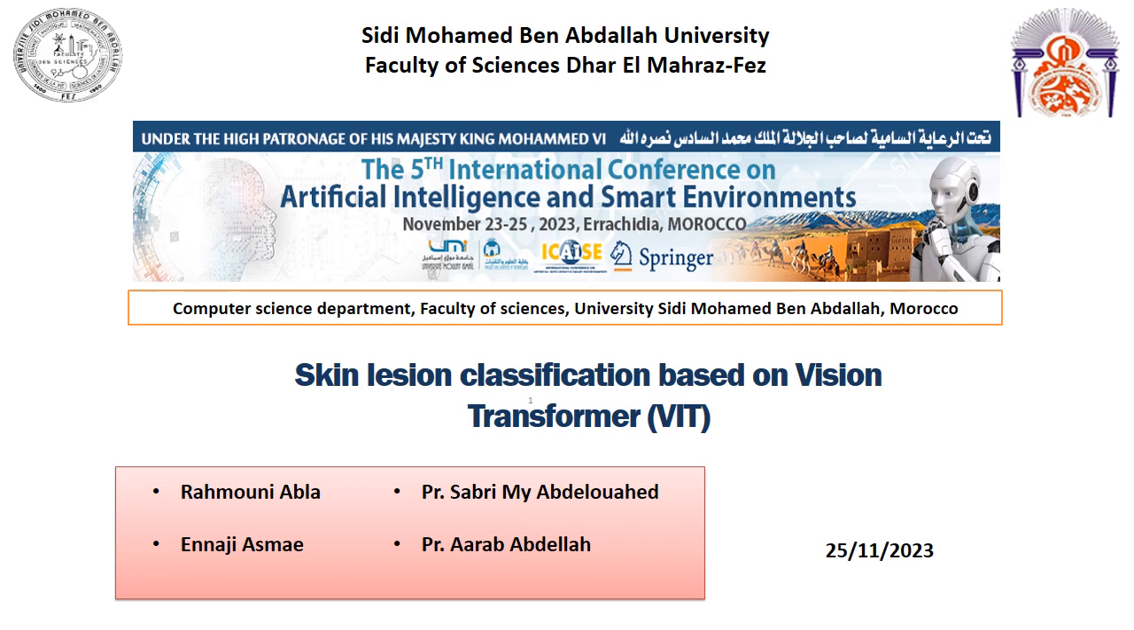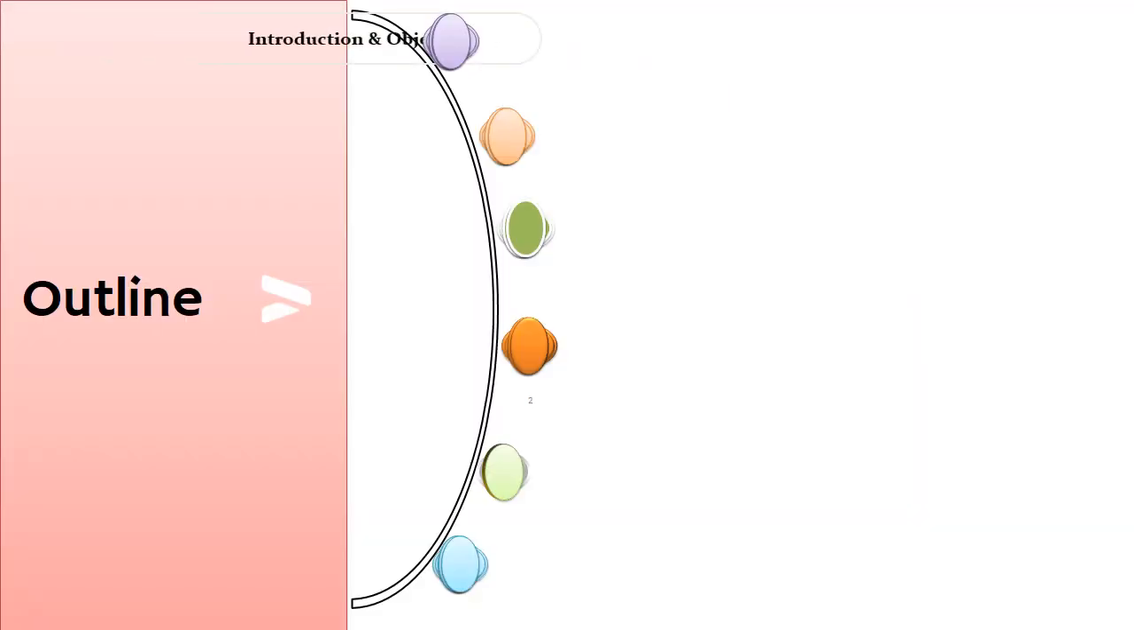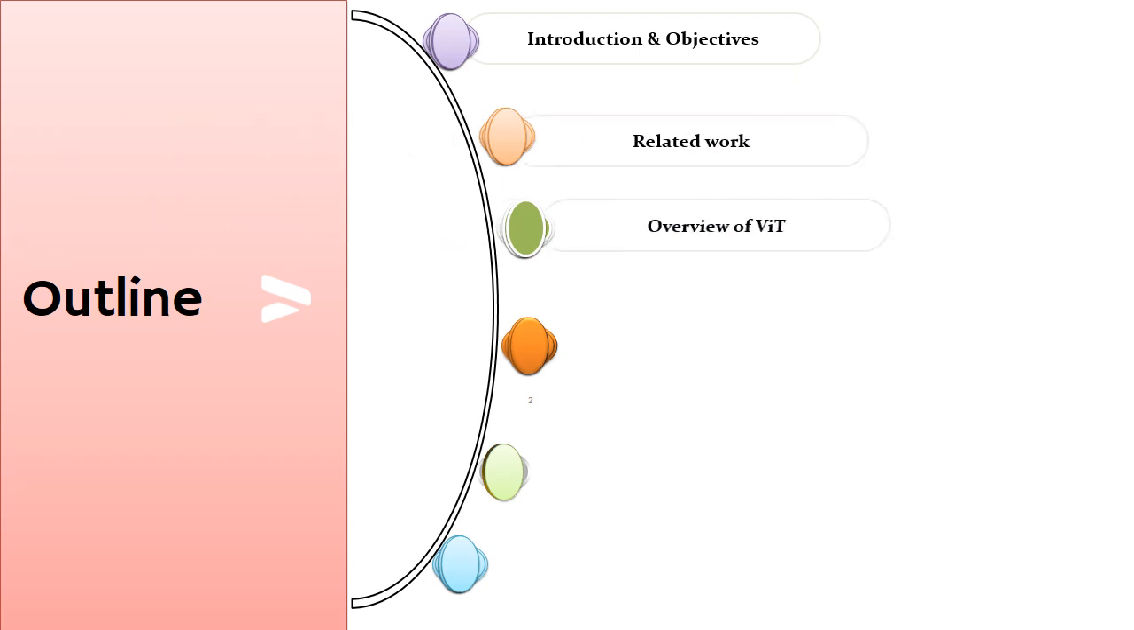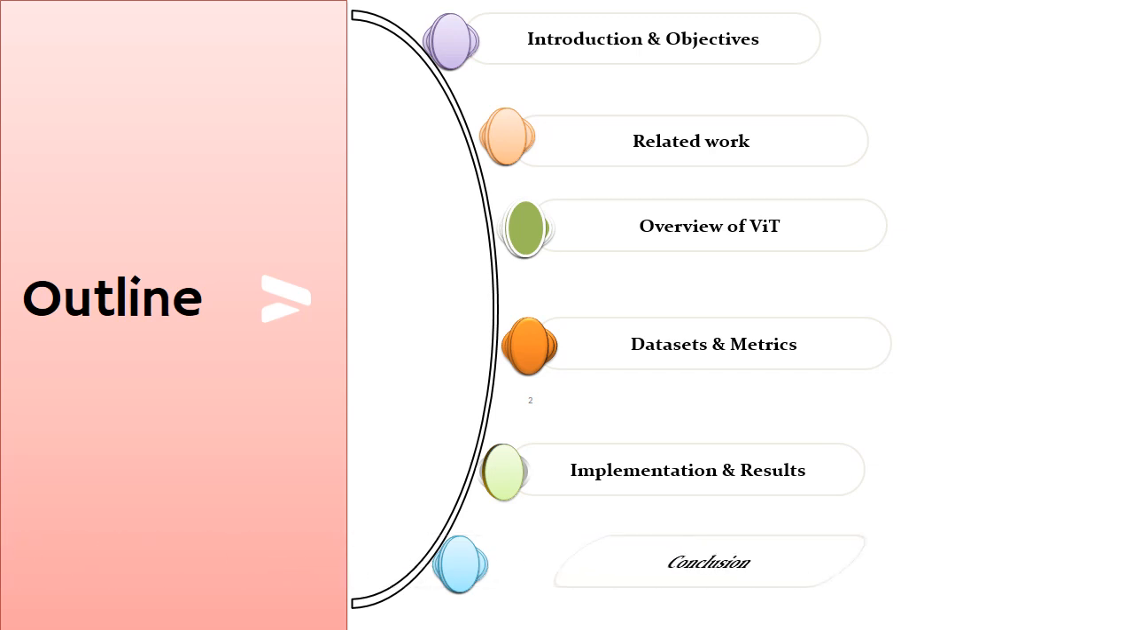So before we delve into this groundbreaking intersection of artificial intelligence and dermatology, let's have a look at the following outline. Of course, we will start with an introduction and objectives. Then we will see some related work. We will have an overview of the proposed architecture, which is vision transformer. Then we will see the datasets used and the evaluation metrics, the implementation and results obtained, and we will end with a conclusion.